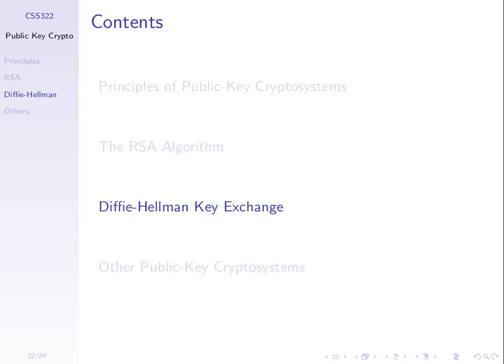Diffie-Hellman is another example of a public key algorithm, and there are others as well. We'll mention them after the midterm. We'll see Diffie-Hellman when we look at key exchange and key management. Any questions on RSA and public key encryption in general?